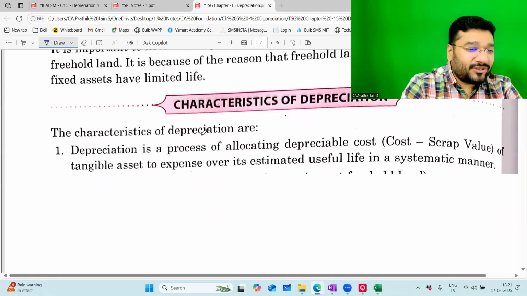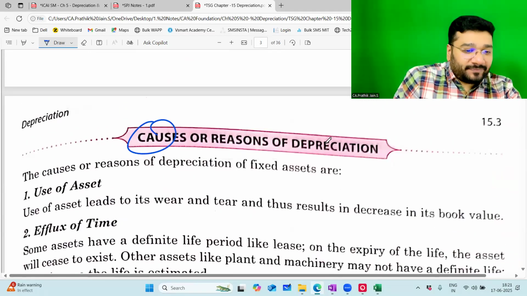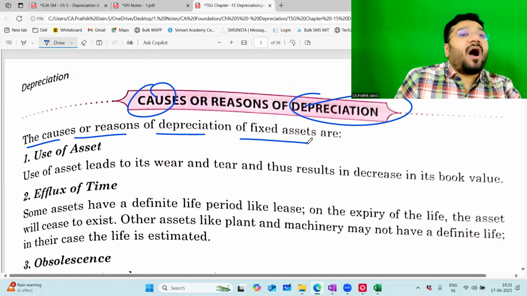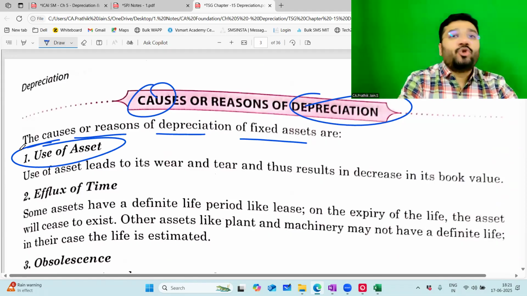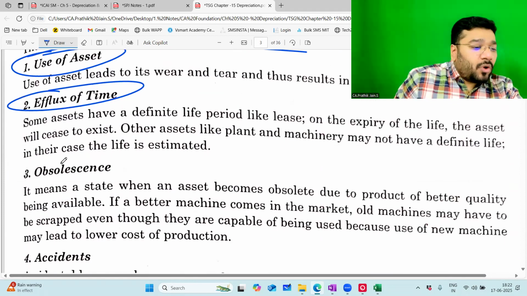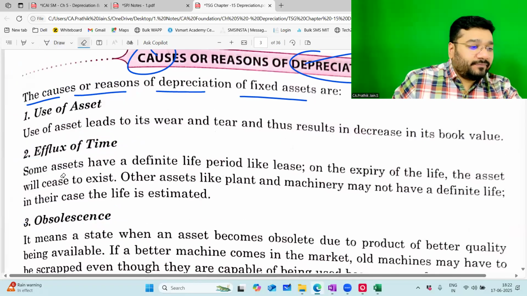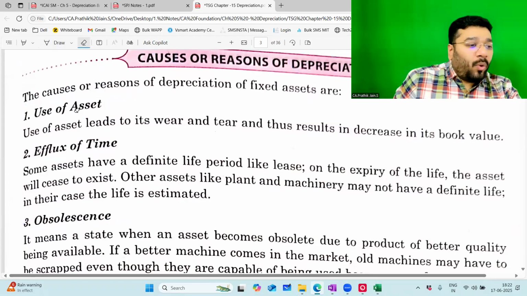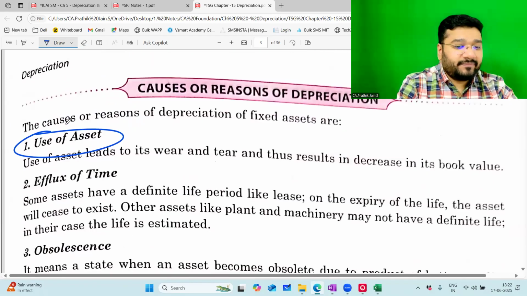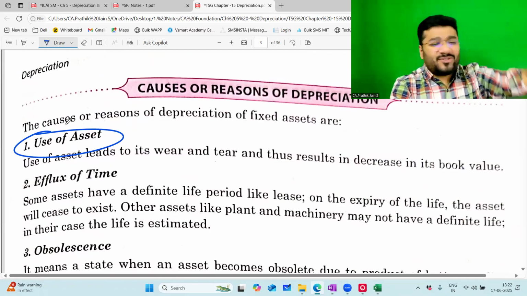Now let's talk about the 4 reasons or causes for depreciation. The causes of depreciation of fixed assets are: first one is use of asset, second is effects of time, third is obsolescence, and fourth one is accident. Can somebody tell me what is the meaning of use of asset? Wear and tear. Oh, wonderful. Use of asset means wear and tear.